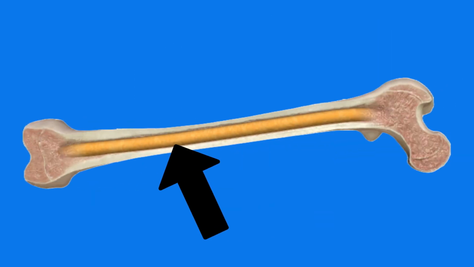Bone marrow is a spongy substance found in the center of the bones. It manufactures bone marrow stem cells and other substances, which in turn produce blood cells.